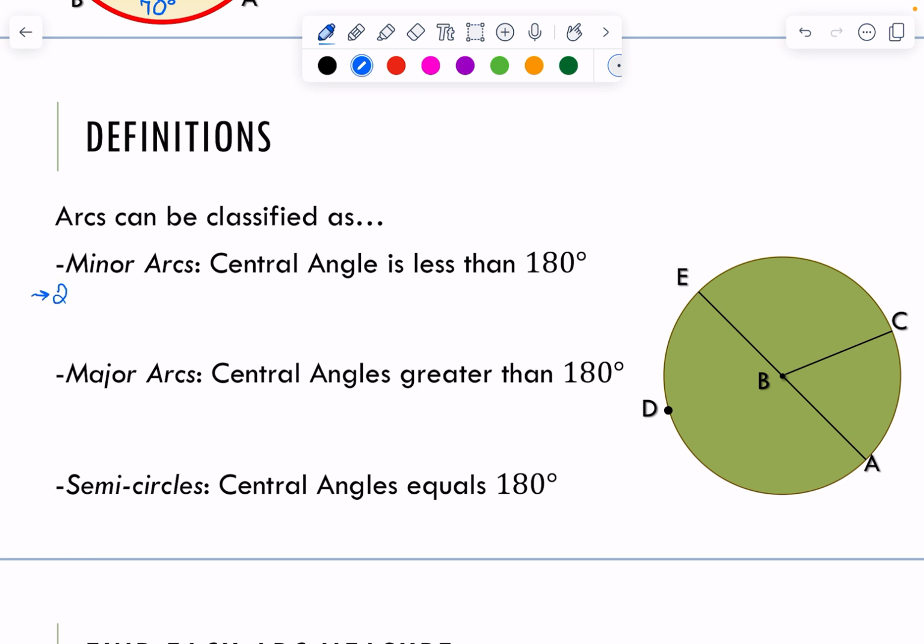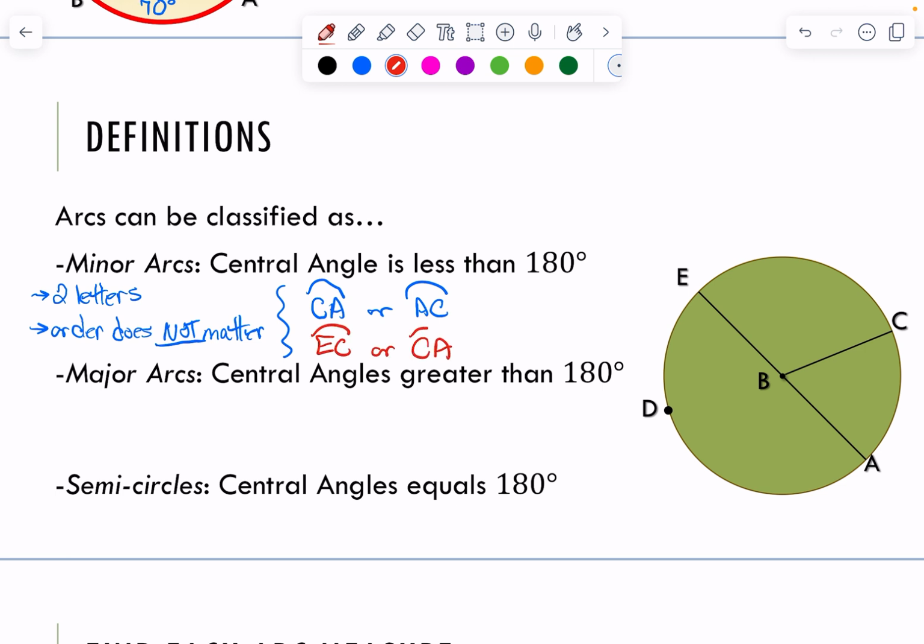Now, how do we label those, though? Well, there's a couple things. Number one, it's going to use two letters. Number two, order doesn't matter here. So, if I were to label a minor arc, I would do CA, and then I'm going to put an arc over the top. Or I can do AC with an arc over it. There's another one there. I could do EC or CA. Those are four examples of minor arcs.